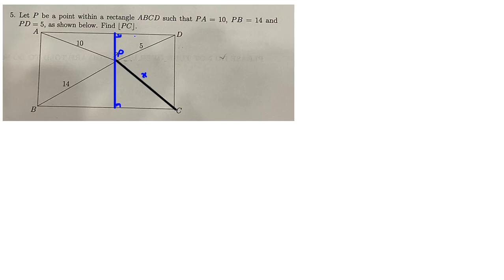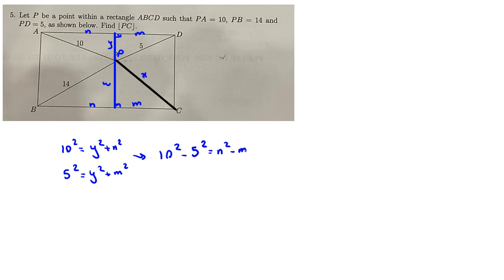For example, suppose it is M, it is M, it is N, it is N, and it is Y, it is also, for example, W. So here if we write Pythagoras theorem, 10 squared equals y squared plus n squared. If we write Pythagoras theorem here, then 5 squared equals y squared plus m squared. And if we subtract, 10 squared minus 5 squared equals n squared minus m squared.